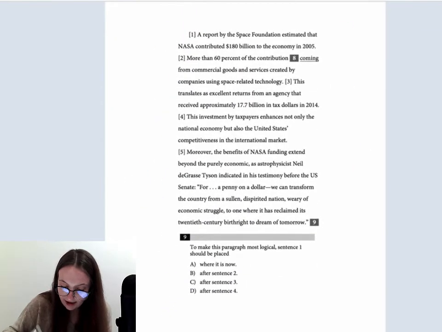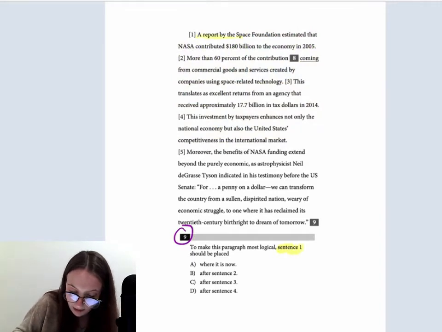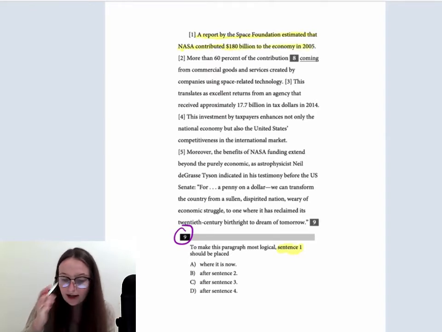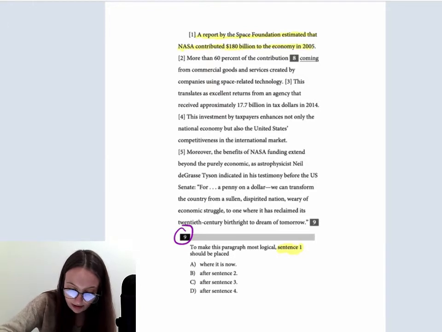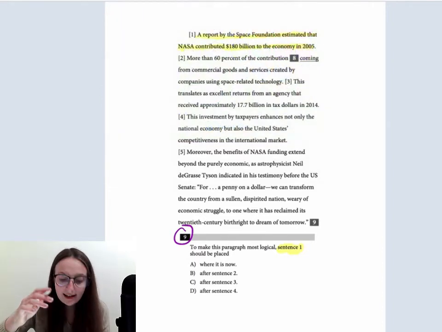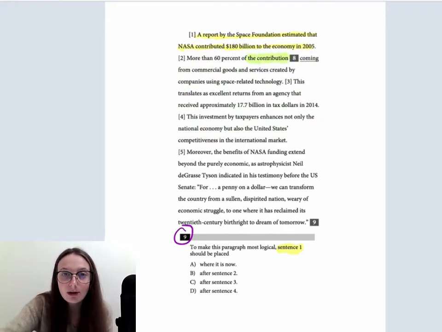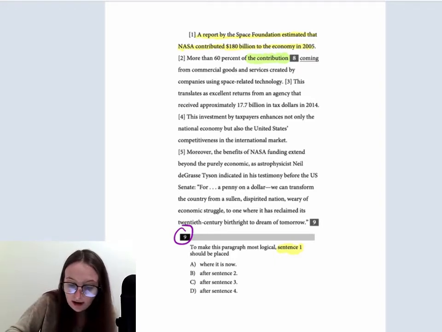Alrighty, then checking out the next question, number 9. So here they're asking us where we should move sentence 1. Sentence 1 says, "A report by the Space Foundation estimated that NASA contributed $180 billion to the economy in 2005." So let's start with where it is now, because that is the first option in terms of order. So I want to point out in the second sentence, it says, "more than 60% of the contribution." So that has to be put after we've referenced a contribution, because otherwise you can't call it the contribution. So we need to keep sentence 1 where it is then, because this is the $180 billion contribution.